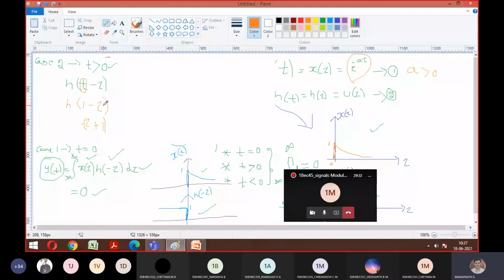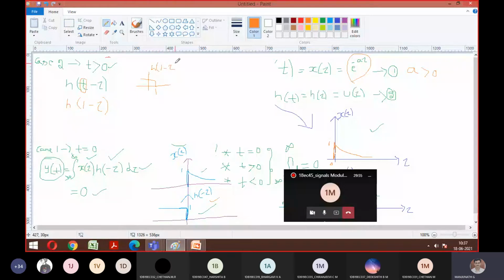Or 1 minus tau, simply you can plot it this way. Wherever you have h of minus tau, this is your h of minus tau. For this one, it has to be shifted towards the right-hand side. So the signal looks in this fashion. Agree here? This is my h of 1 minus tau.